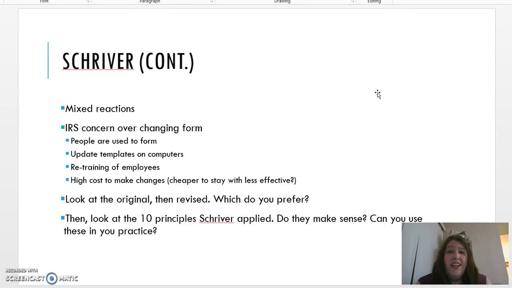It's got to be updated on computers, so any templates that people are using, there's retraining of employees, and all of these items add up to a bigger cost for the IRS. Of course, they want to make documents more usable, but they have to consider at what cost. That's something that when you're making usability suggestions for the website that you're looking at, your client would be considering when you gave them a suggested revision.